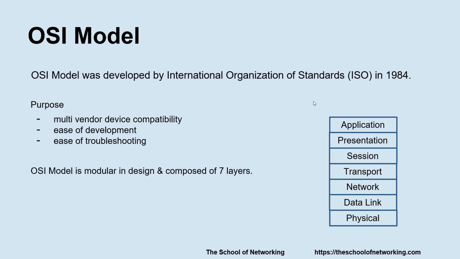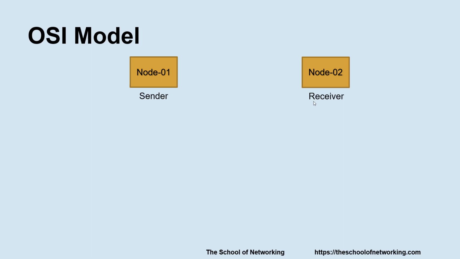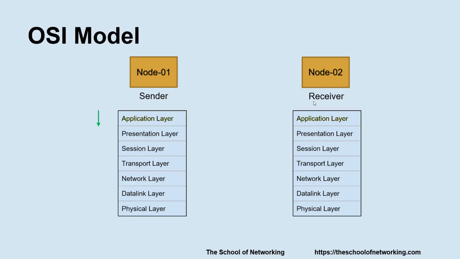Let's see how communication happens in the OSI model. Let's say we have two nodes, one is a sender and the other is a receiver. Each node has the 7 layers. When the data is being sent, it goes from the application layer towards the physical layer, then on the wire, and on the other side from the physical layer up to the application layer. This is how the communication happens between the two nodes.